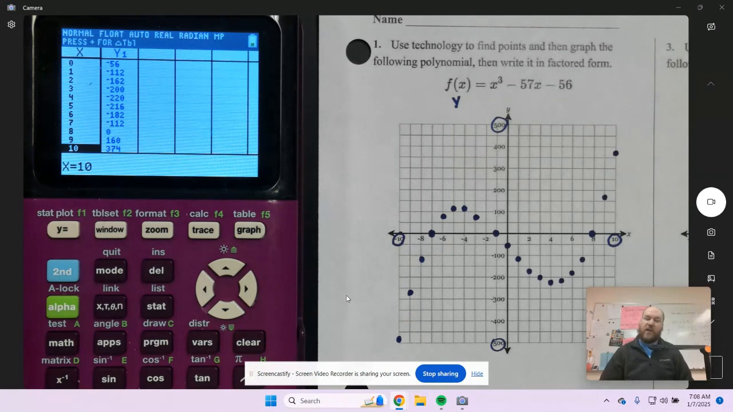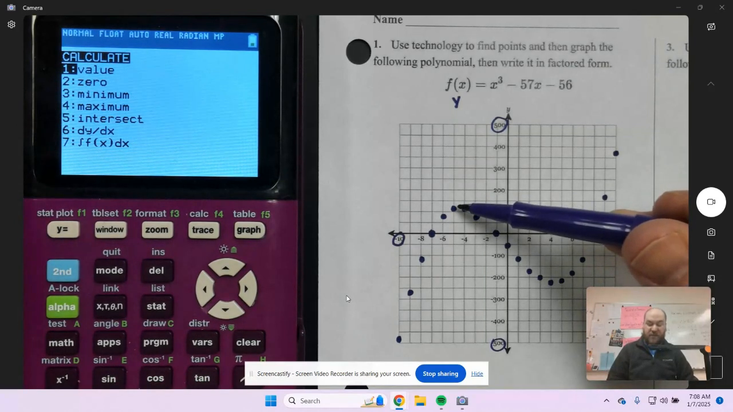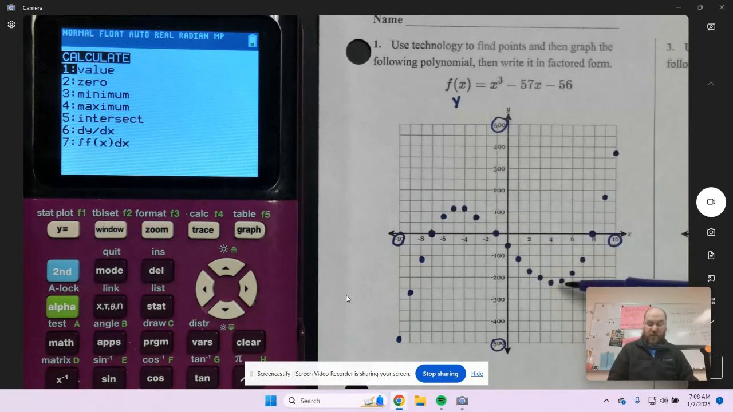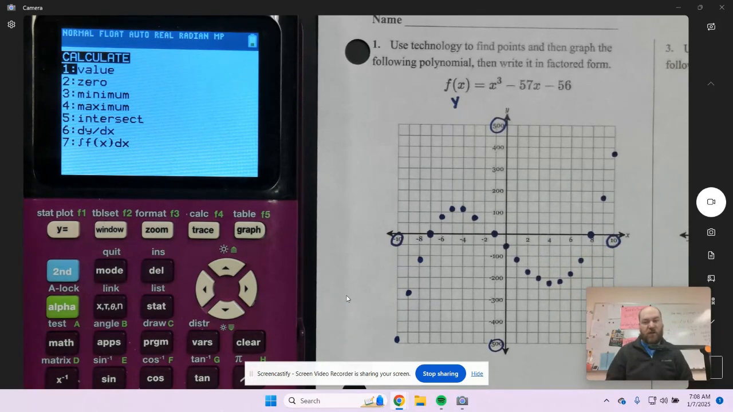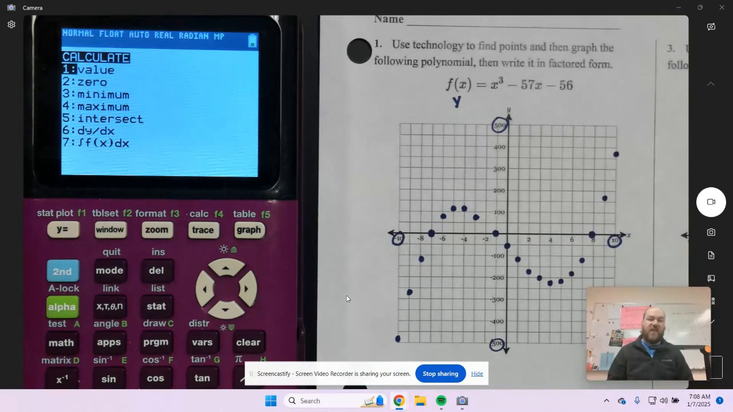All right, now last thing we're going to do before we're done here is we're going to use second calc, and we're going to talk about minimum and maximum here. These extrema here, this maximum and this minimum here, probably don't fall on x equals 4 or x equals 6. They don't fall on nice values. They probably fall in between. And I'm just curious what they are, so I'm going to show you how to find that.